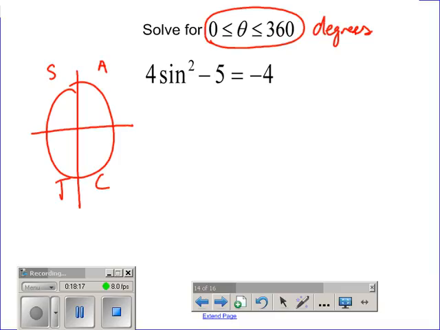And you've got to remember your trig ratios. Draw those triangles if you need to: the 30, 60, 90 and the 45, 45, 90 to help you out.